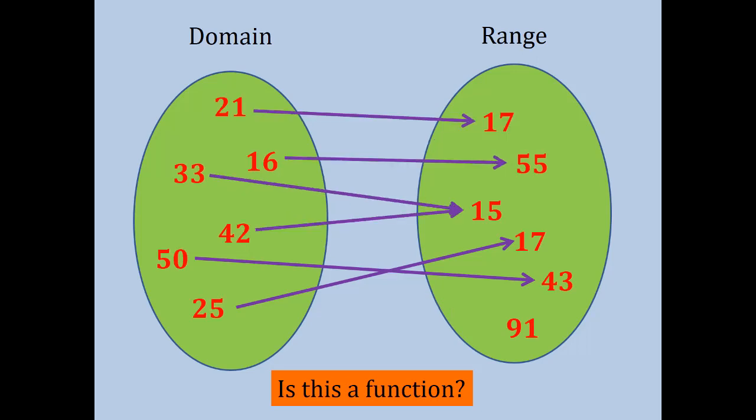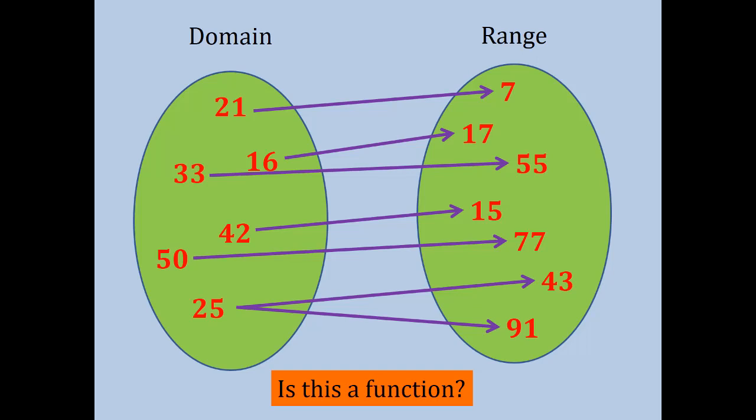Is this one a function? Well, I'm looking at 33 and it gives an answer of 15, and I'm looking at 42 which also gives an answer of 15, but that is beside the point. The question is, how many answers does 33 give? And the answer is one and only one answer. 42 gives one and only one answer. Every number gives one and only one answer. Here is a situation, however, where the number 25 gives what? 2 answers.